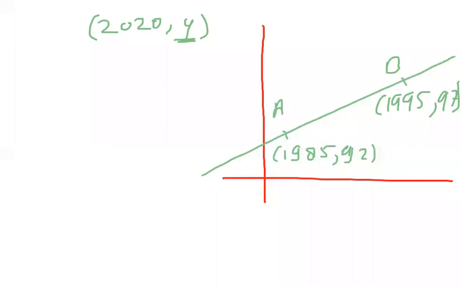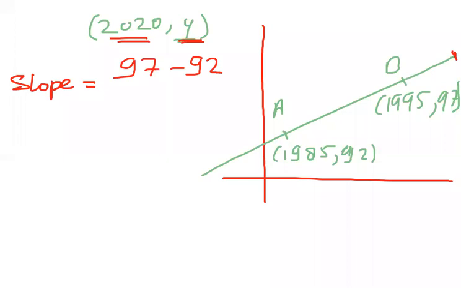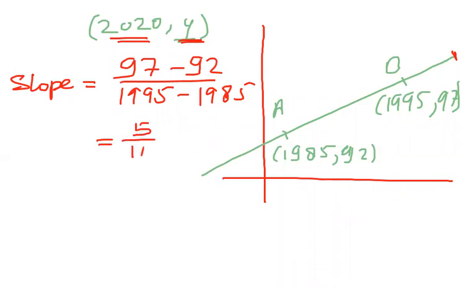So now, first of all, just think that point will be C, for which the year is 2020 and population will be y. So first of all, slope of this line is y2 minus y1 upon x2 minus x1, that is y2 is 97 minus y1 is 92 upon x2 is 1995 minus 1985. So it will be 5 upon 10, that is 1 by 2. So slope of this line is 1 by 2.